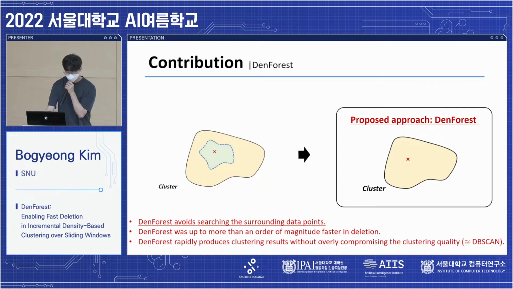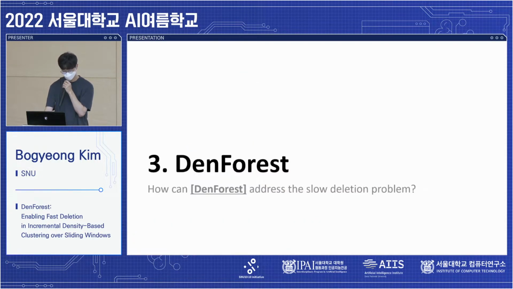In this presentation, a novel approach to addressing this issue is going to be introduced. DenForest, which is our proposed approach, does not require search of surrounding data points. DenForest was up to more than an order of magnitude faster in deletion, and DenForest rapidly produces clustering results without overly compromising the clustering quality. Now we will see how DenForest can address the slow deletion problem.